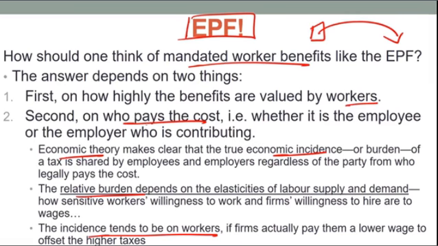That means who pays the cost? Employees pay the cost. And do the employees actually value it? We will see they do not value it. So the economic survey seems to be asking, is EPF something that we should continue in the current manner or not?